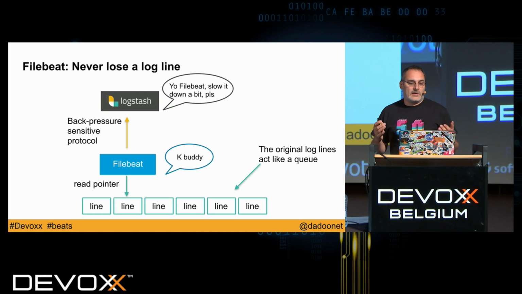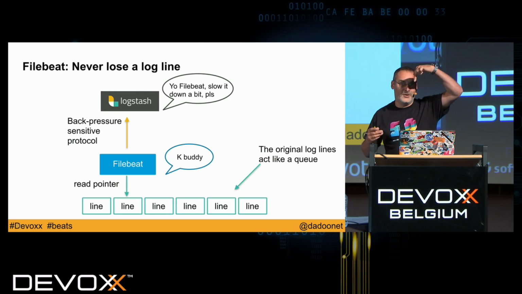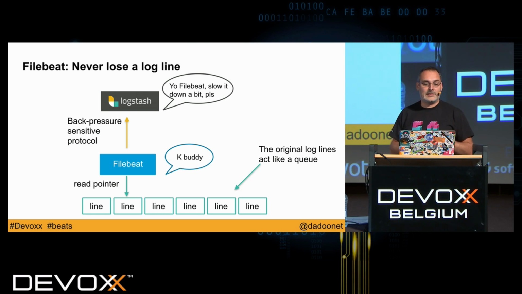It's super easy to implement because we have log lines and we can use this file as a message queue system. We just have to point to the line we are currently at and just keep the other messages coming in this file.